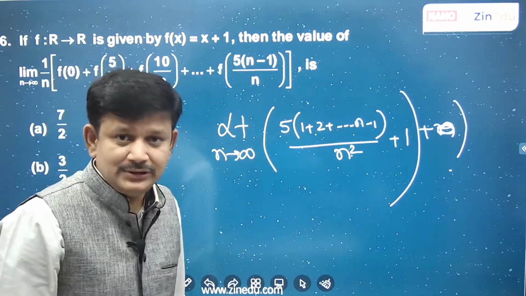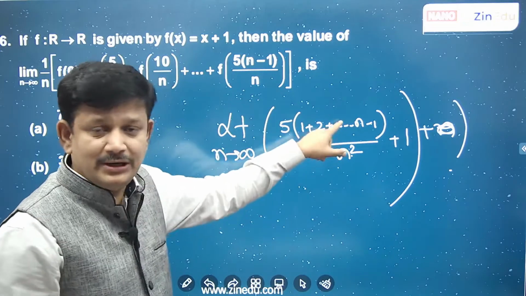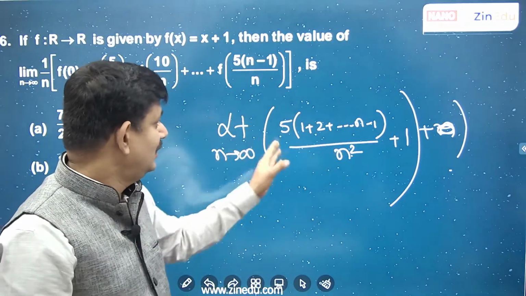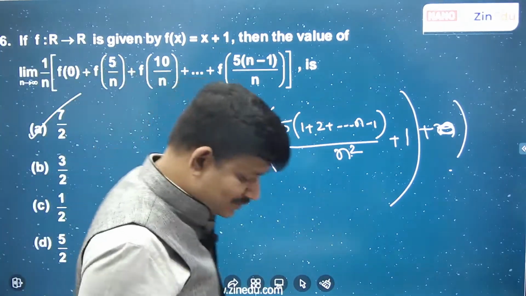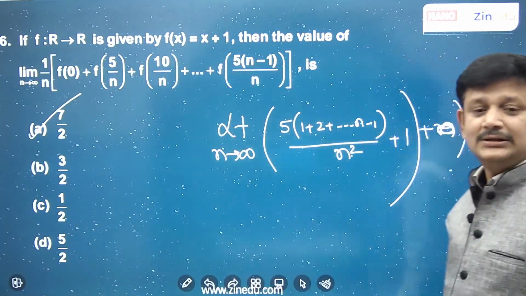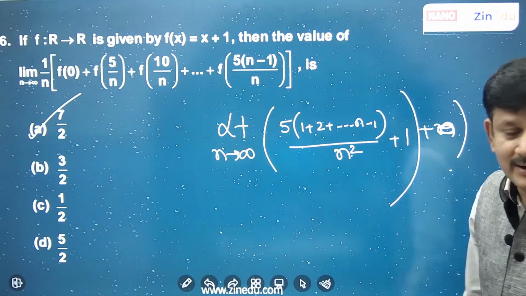A very easy question. What is the answer? 1 by 2, 5 by 2 plus 1, 7 by 2. That is your answer. Absolutely no calculations required, nothing required. It's a one-liner again.